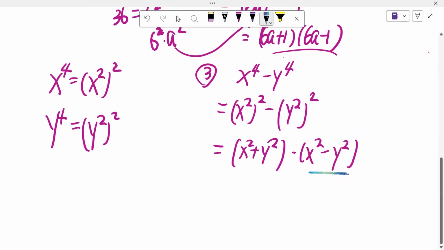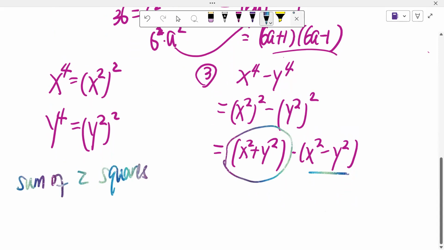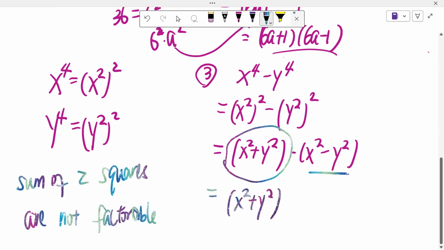And we cannot factor this one, so leave it as is, because it's the sum of two squares. We cannot factor the sum of two squares. Sum of two squares is not factorable, but the difference of two squares is factorable. So we carry over the x squared plus y squared, and that gives x plus y, x minus y. Any question about this?